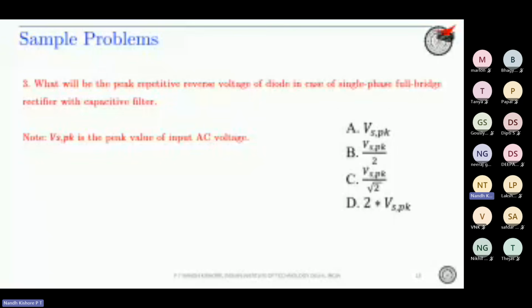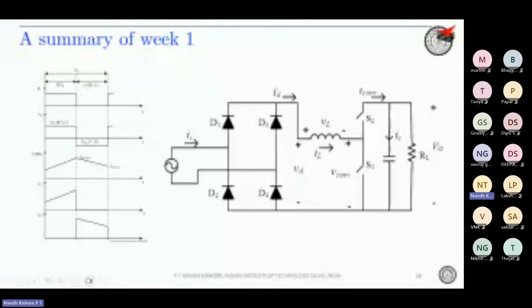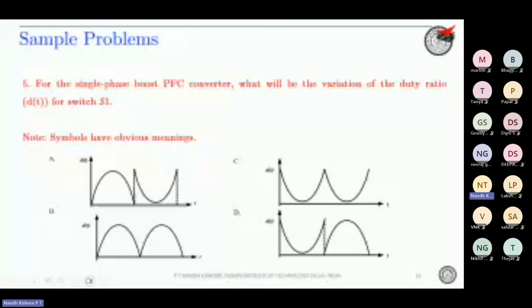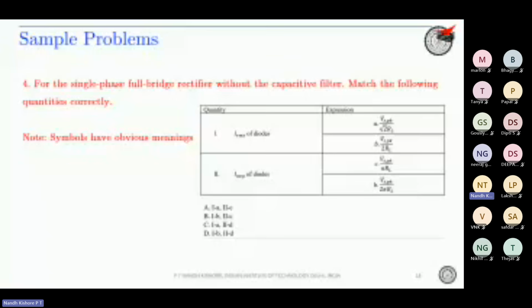Anyway, so the answer is option A. The peak voltage that the device would block is basically Vs peak. Okay, so we will go to the next question.